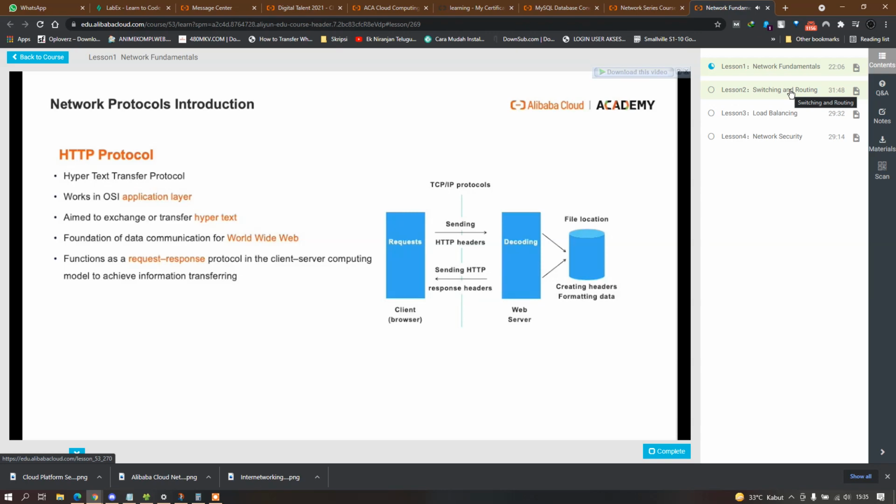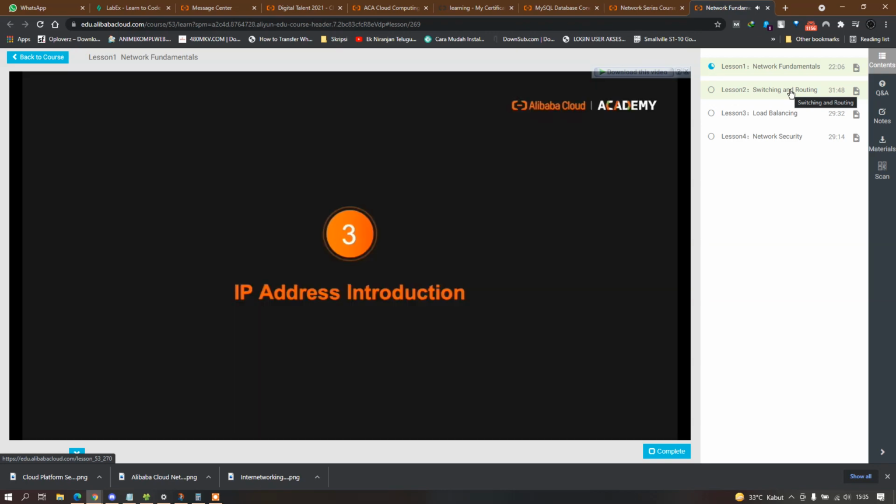Okay, after we have learned something about the network protocols, for the next section we are going to learn about something very important, which is the IP address. As we know, normally we are using the IP address to do network communication, right? So let's get started.